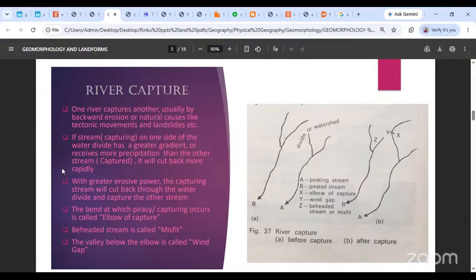Alright, ठीक है. अब ये जिस elbow पे, this turn, okay, and this turn, the stealing or the capture or the theft happened at this turn, right? This is called as the elbow of the capture. Okay. उसको elbow of the capture बुलाते हैं.